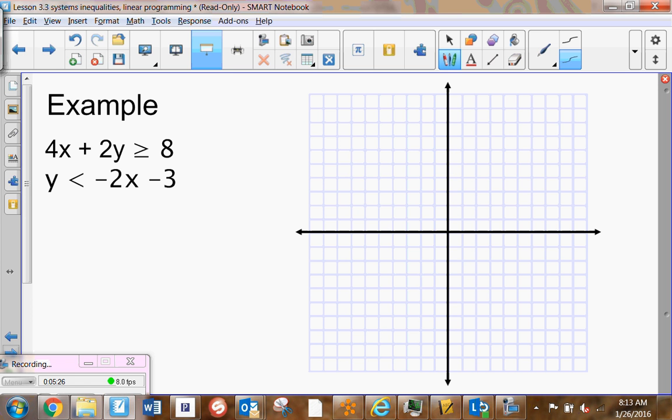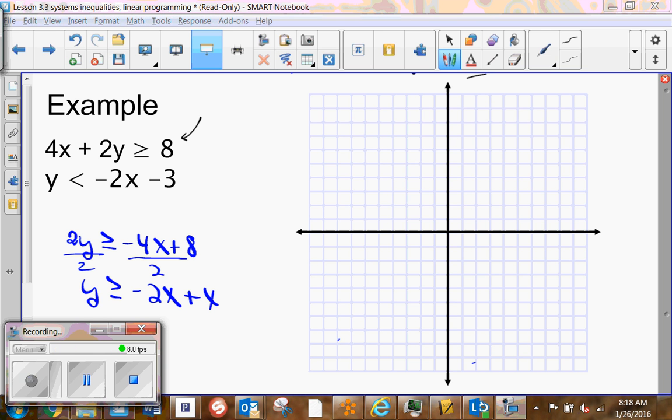I want you to do one real quick. This first one is in standard form. And in standard form, remember we can sometimes use the old x and y intercepts by sticking zeros in. Pause the video for a moment.